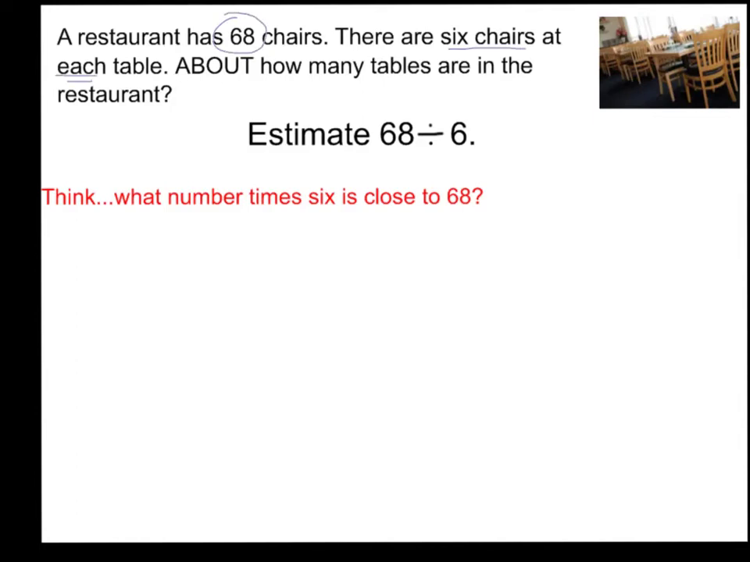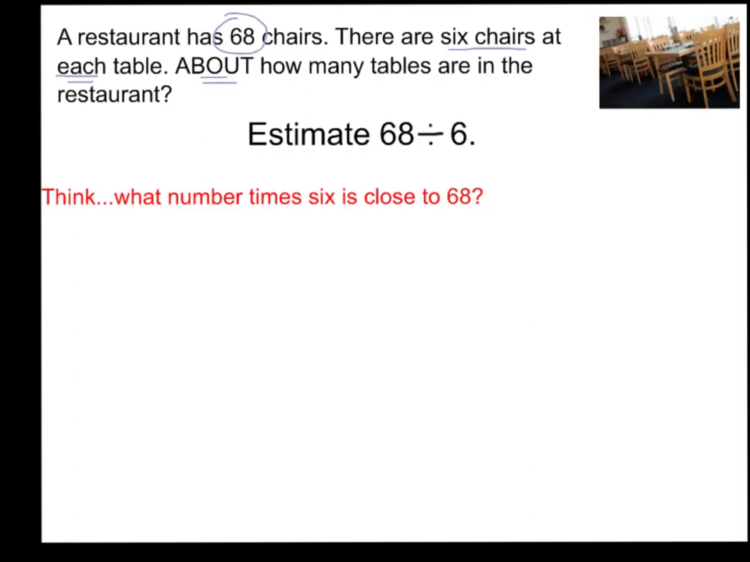So if we know that there are 6 chairs at each table and the restaurant has only 68 chairs, about how many tables will be there? So we can figure it out by knowing what number times 6 is close to 68. So we can get there by doing our multiples of 6. Well, right away, I could just count by 6s and take a long way. 6, 12, 18, 24, 30, 36, 42, 48. But that kind of takes a while. I know that I can get there faster.